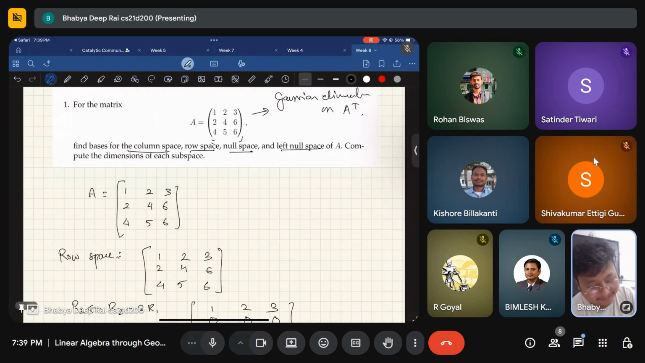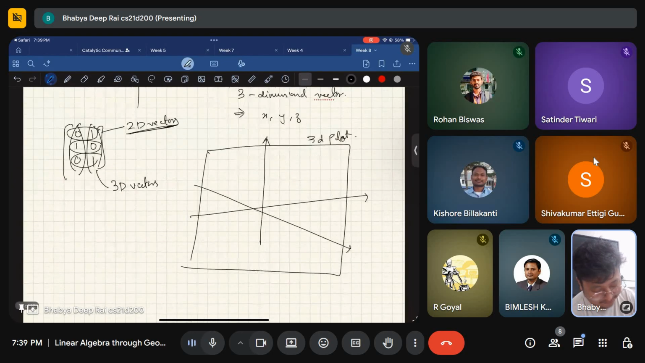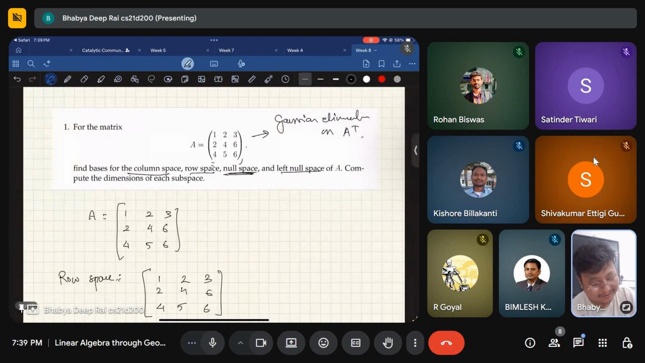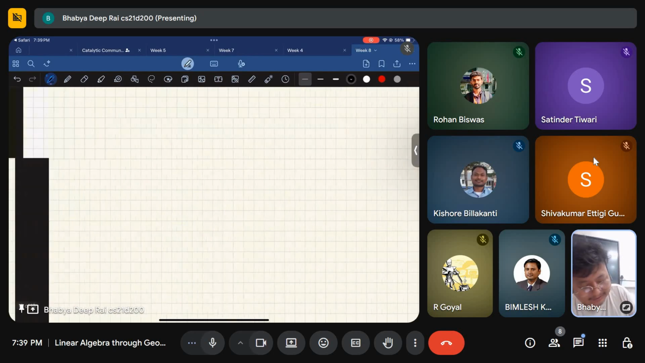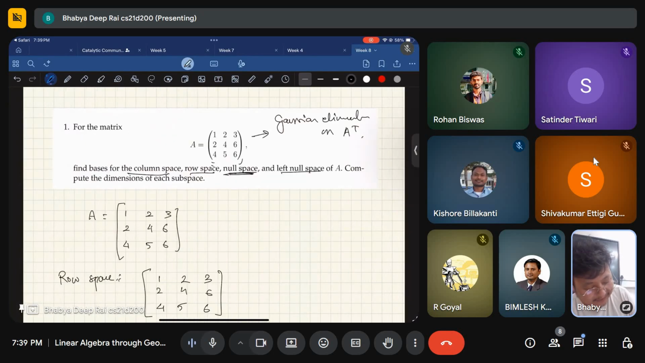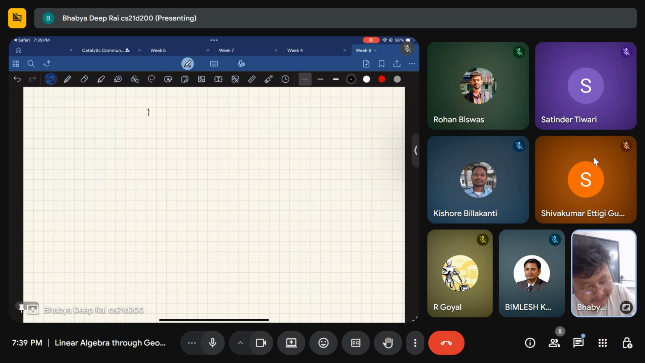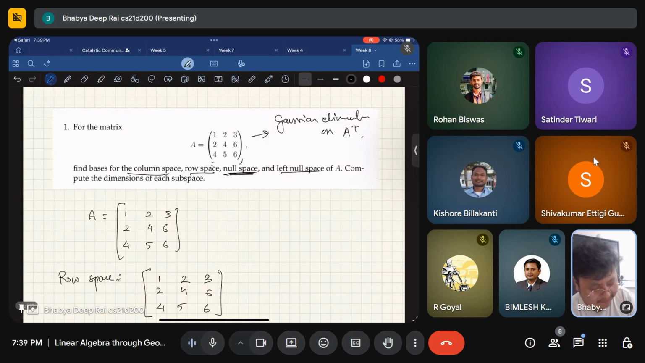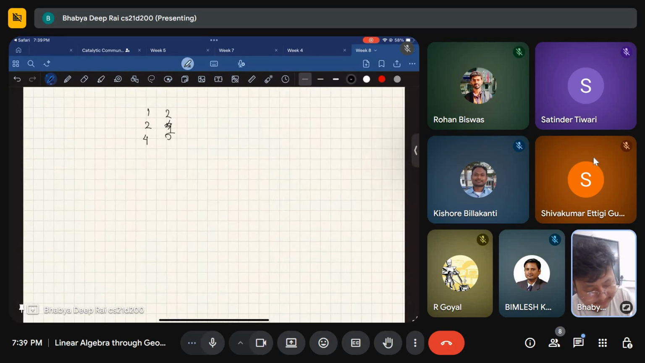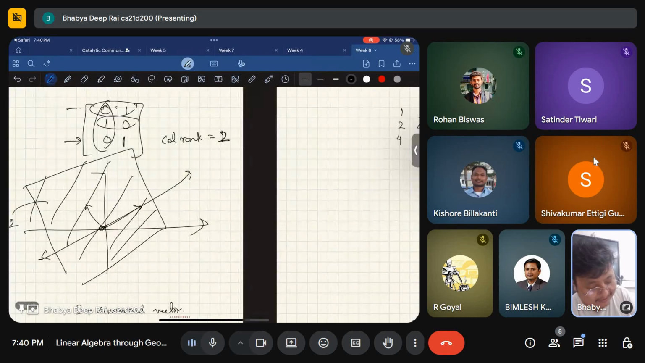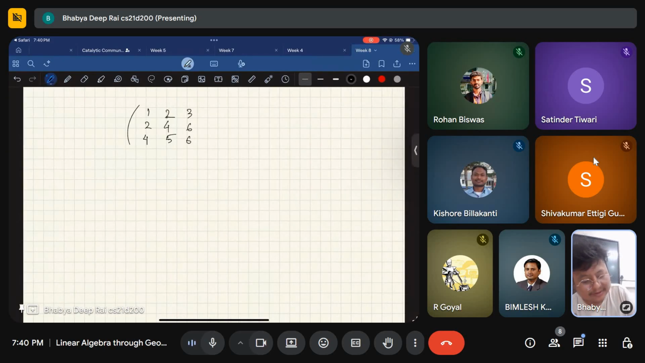The question says compute the null space. Did we end up computing? No, we did not end up computing. So it says compute the null space of this particular matrix. I'll just be quick about it. The matrix is 1, 2, 4, 2, 5, 5, 3, 6, 6. You are asked to compute the null space.